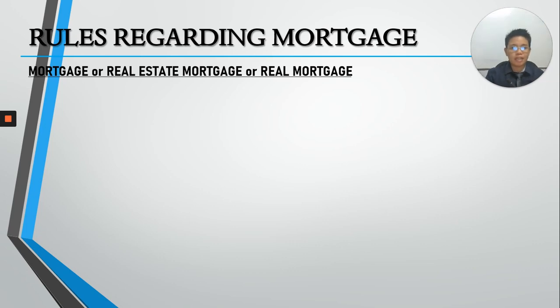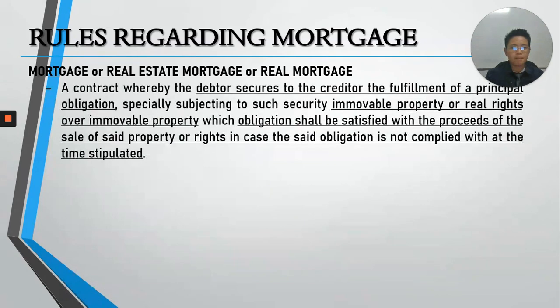So sa isang real estate mortgage, anong ginagawa natin? The debtor secures yung fulfillment ng isang principal obligation, which is usually a loan. So there is a loan contract, debtor borrows money from creditor, and to secure the fulfillment of this principal obligation, the debtor will subject as security an immovable property or a real right over immovable property.